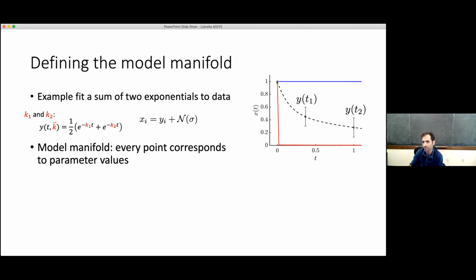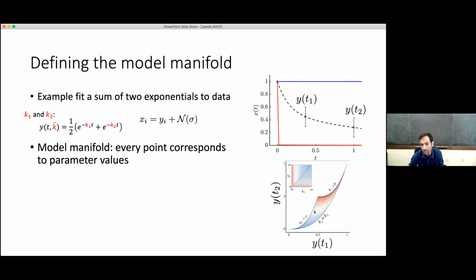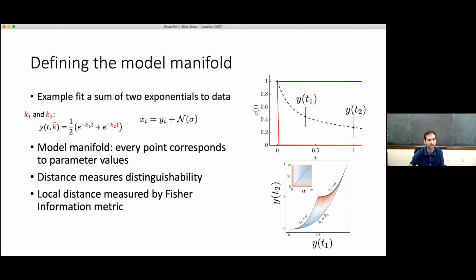So if I specify the parameters, that predicts a curve something like this. But I can also think about the model manifold. The model manifold has every point corresponding to a particular set of parameter values. Here it is for this particular case. And the distance between two parameters is going to be a measure of how distinguishable their data are.